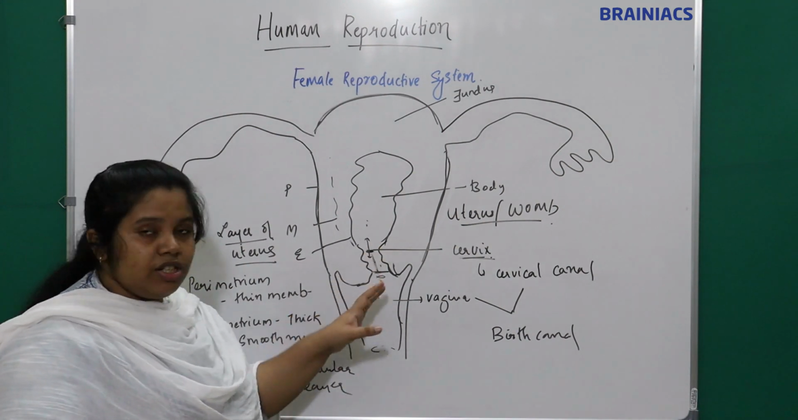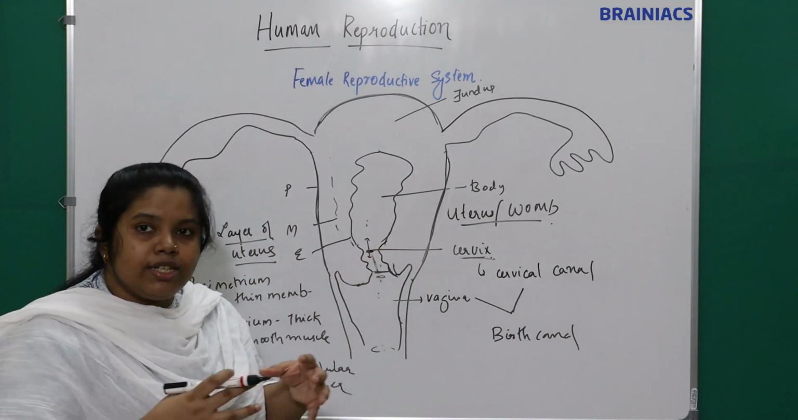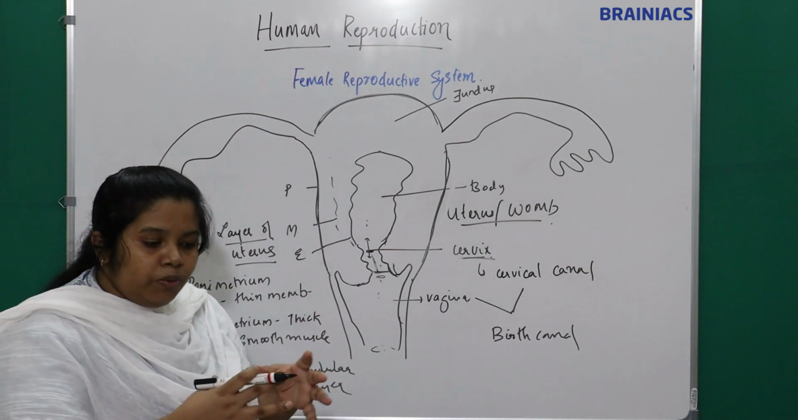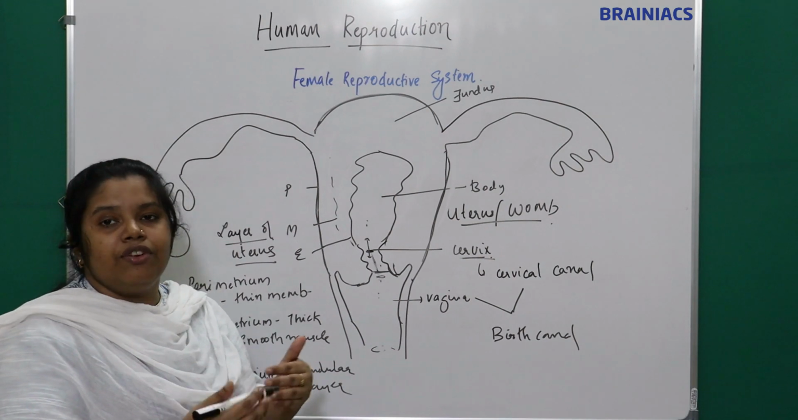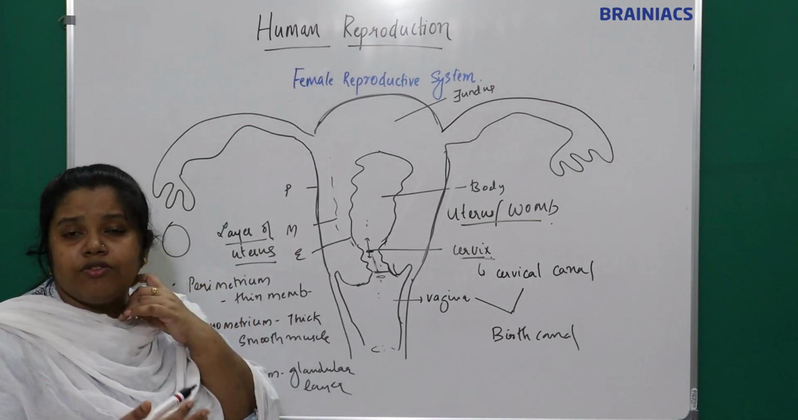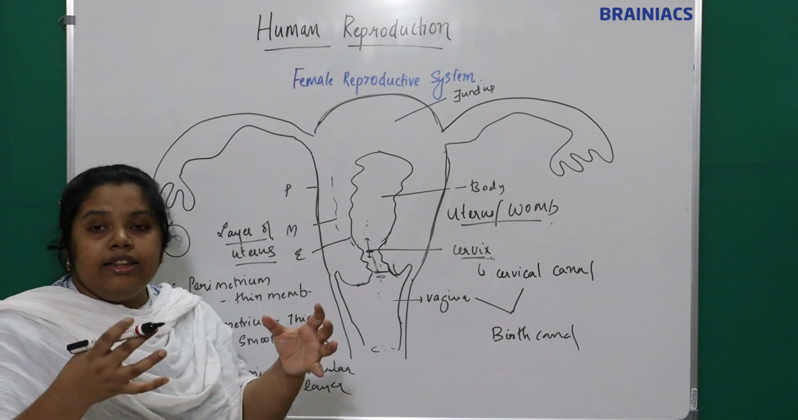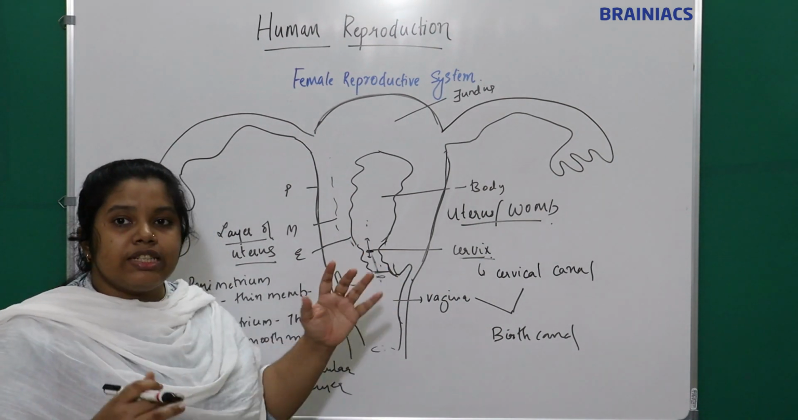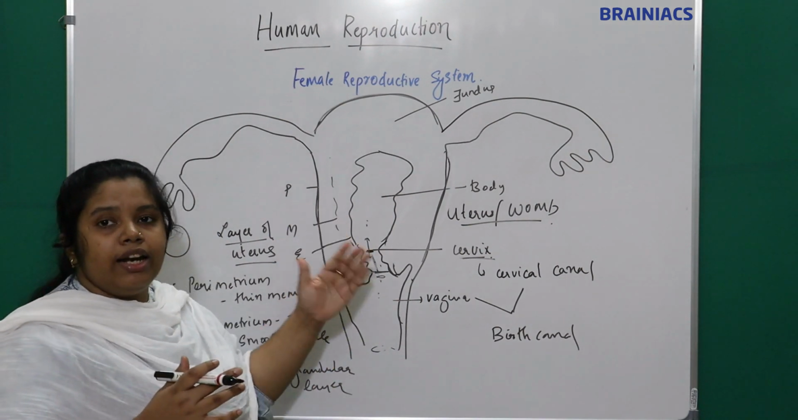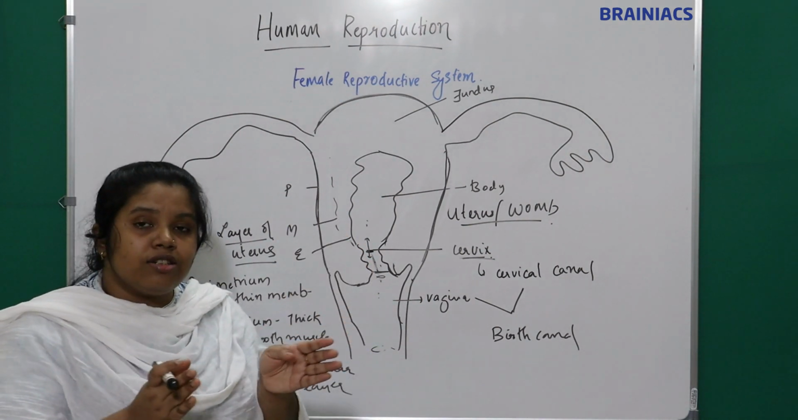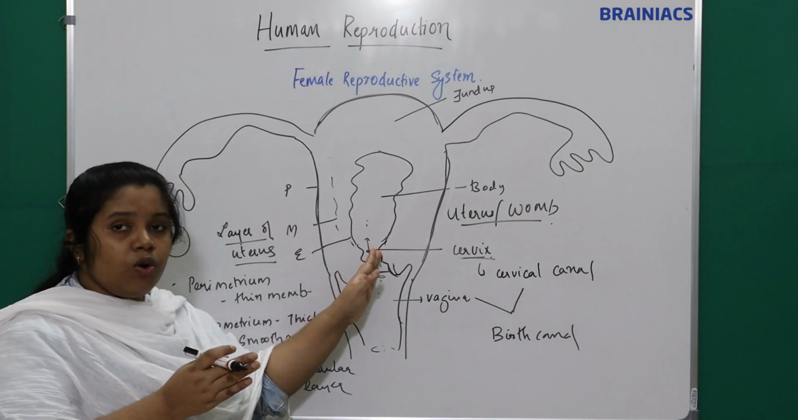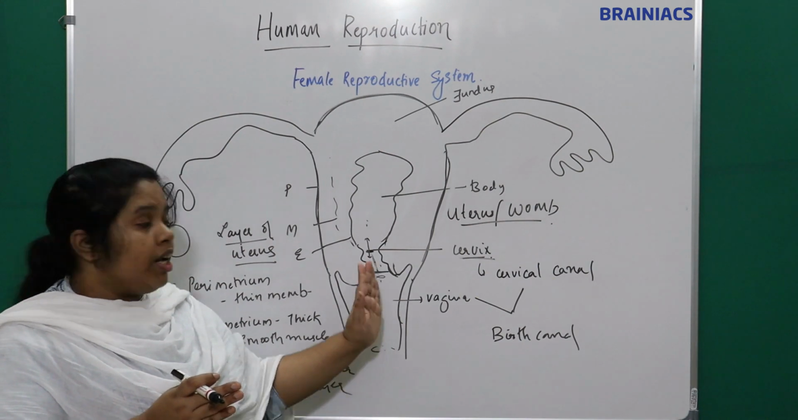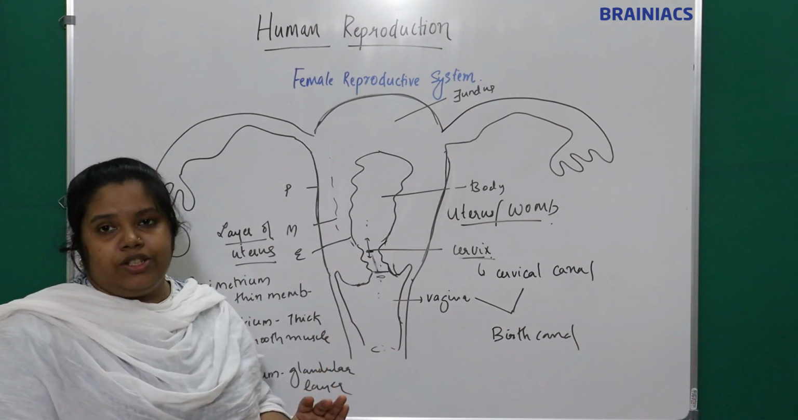These constrictions are sphincters, which we will see in almost all systems. They are like openings, like gates. So the cervix has two gates, one inner gate and one outer gate. The inner os connects the body of the uterus and the cervix, and the outer os connects the cervix and the vagina.